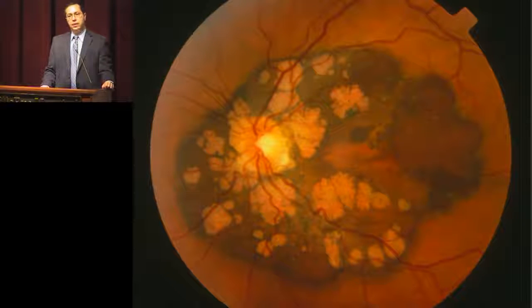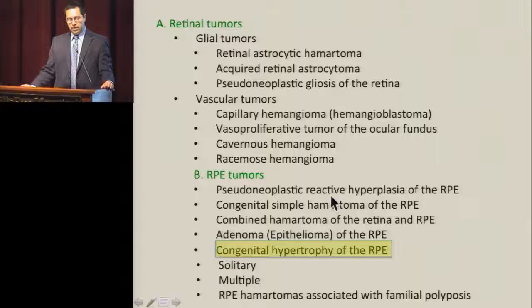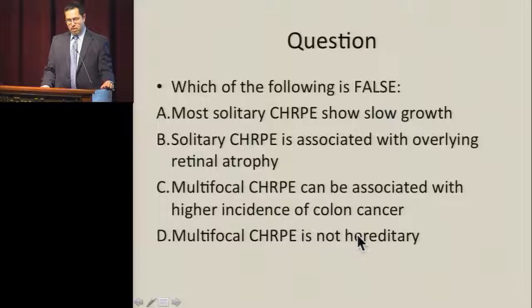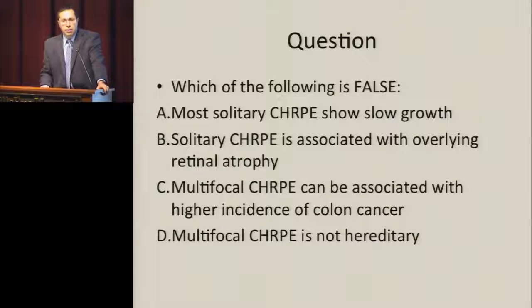Okay, now we go to the next lesion of the RPE. This is very easy, although it's a kind of unusual dramatic case. But this is a congenital hypertrophy of the retinal pigment epithelium. Which of the following is false about this condition? Most solitary CHRPE show a slow growth. Solitary CHRPE is associated with overlying retinal atrophy. Multifocal CHRPE can be associated with higher incidence of colon cancer. And multifocal CHRPE is not hereditary.